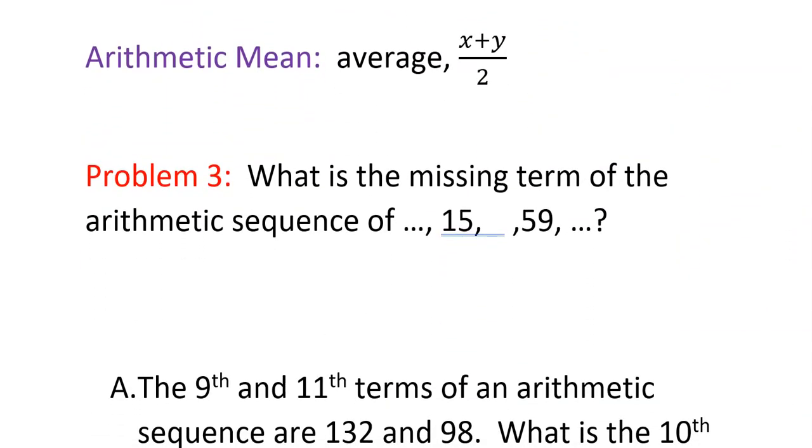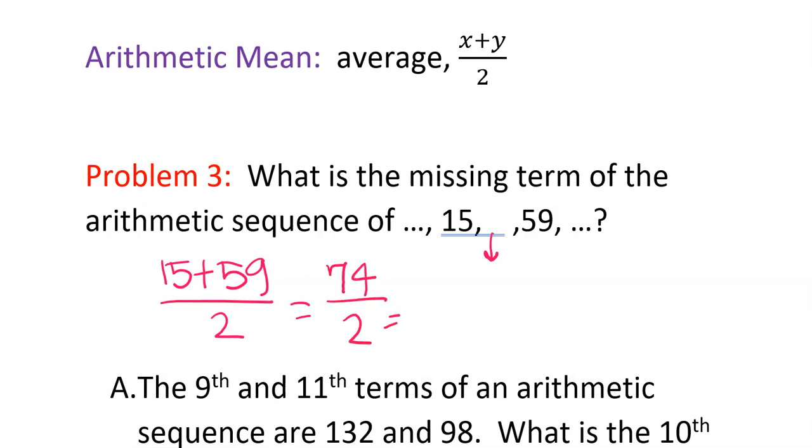Now, on the next page, they're talking about arithmetic mean. We have talked a little bit about this before in geometry. It's just taking the average, so you're adding your two terms together and dividing by 2. So it says, what is the missing term of the arithmetic sequence of 15, blank, 59? So the one that we're missing is right here, and if we're only missing one in the middle, you take and you average them. So 15 plus 59 is 74, and then 74 divided by 2 is 37. So your missing term is 37.